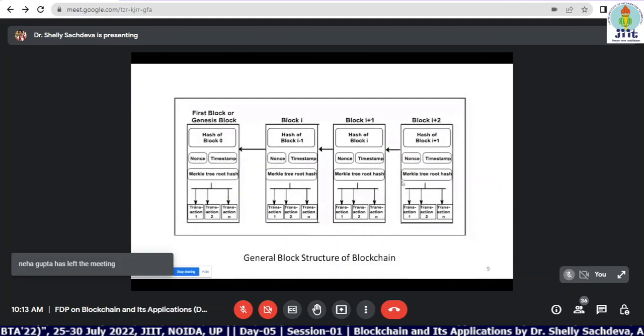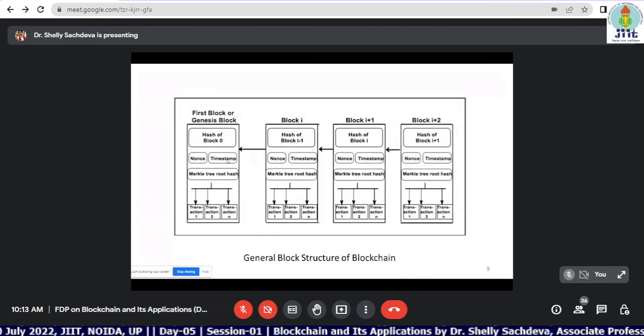So this is the general blockchain structure. If you see, this is the hash, this is the nonce, the timestamp, the Merkle tree root hash, and the various transactions starting from 1 till n. So that is what is there.